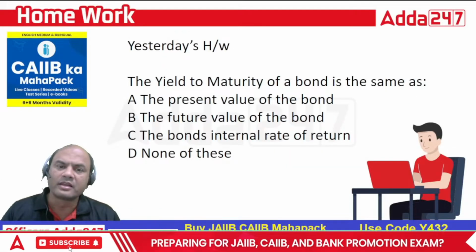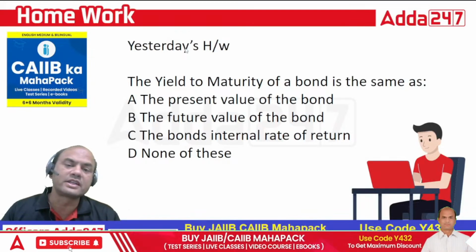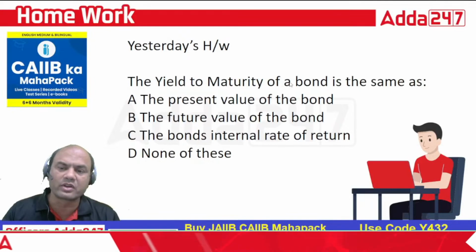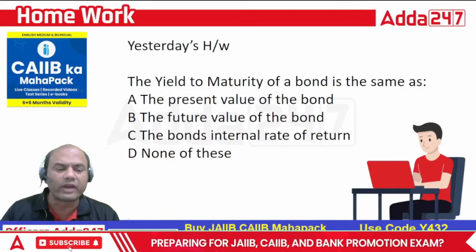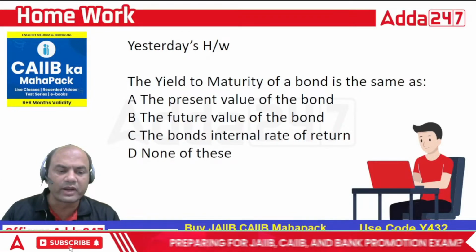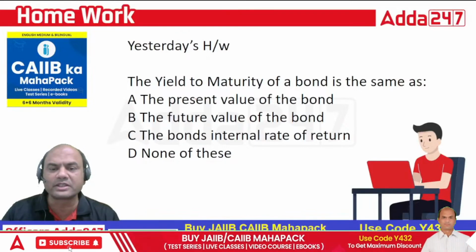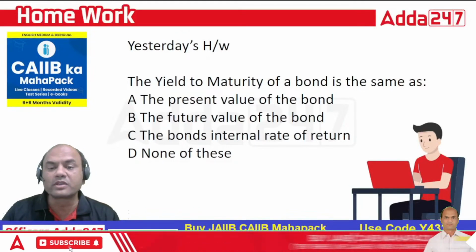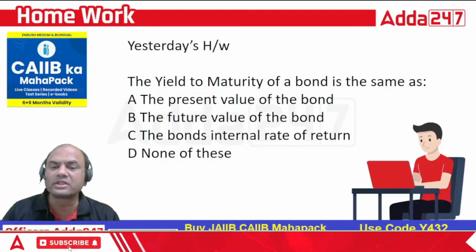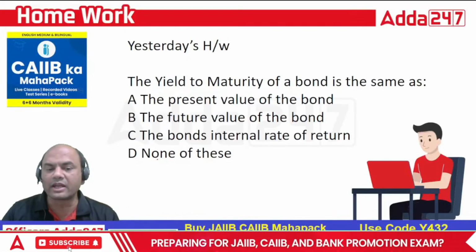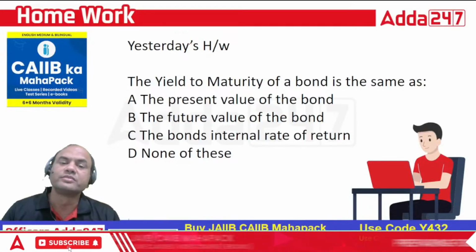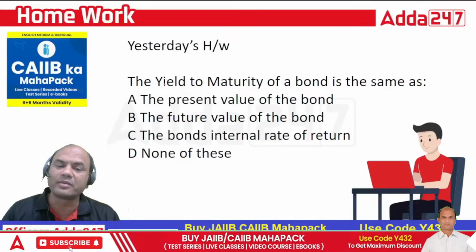Let's start with the series. Yesterday I had given you a homework. The yield to maturity of a bond is same as: present value of the bond, future value of the bond, bond's internal rate of return, or none of these. So YTM is same as what?